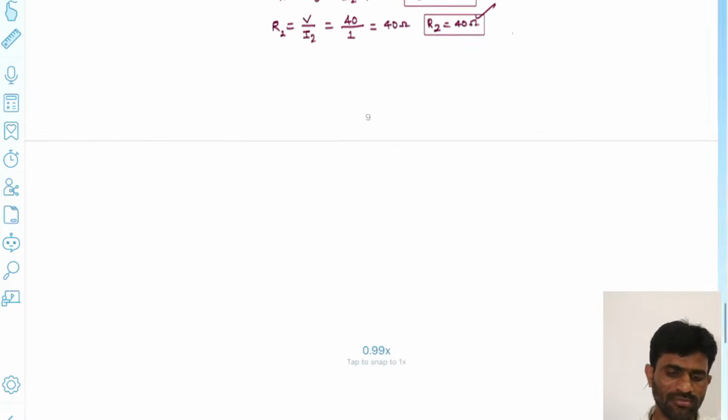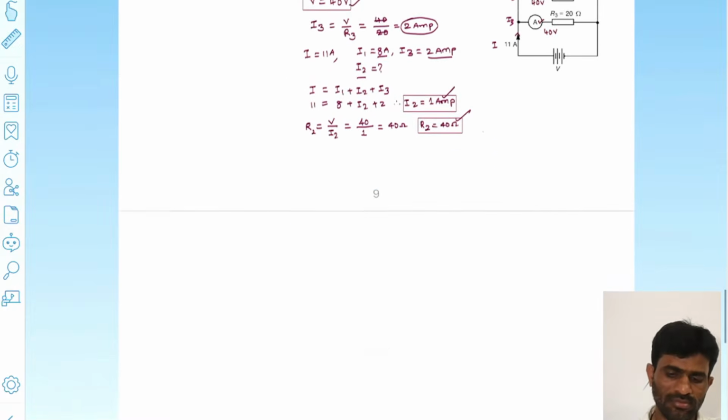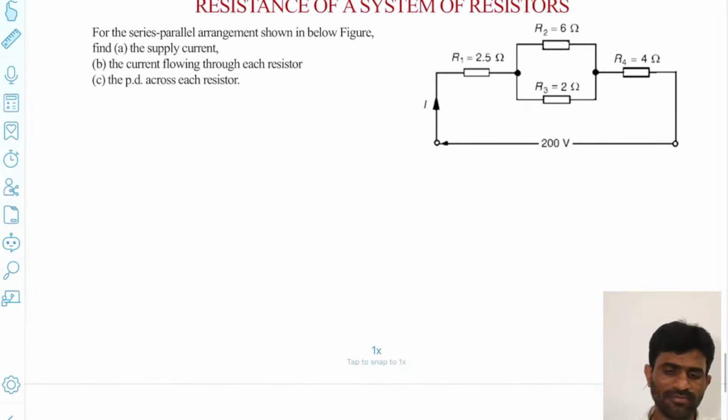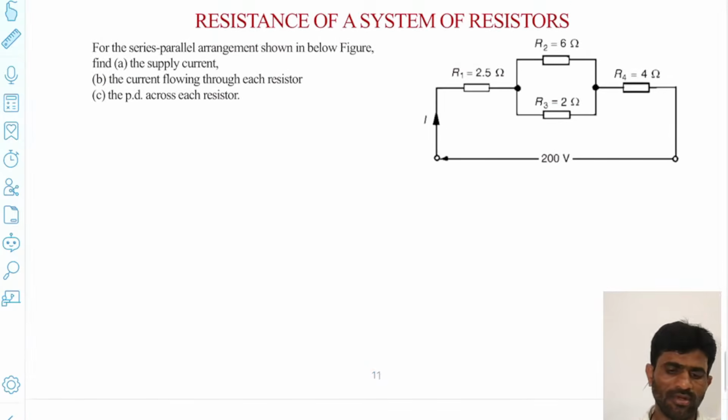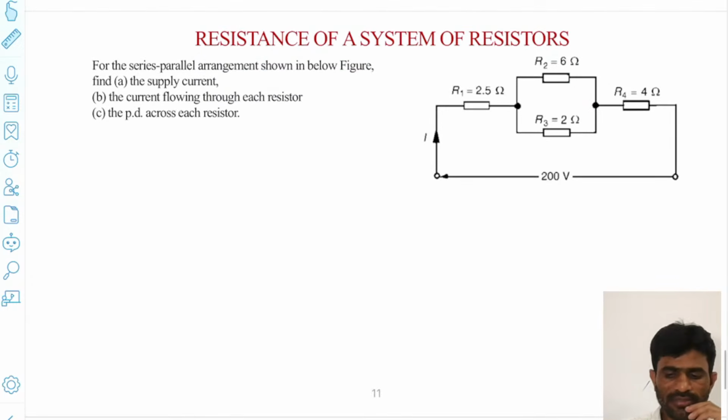See this problem. This is our last problem. The remaining problems we will do in the next class. Now how to find these values? First one, find the supply current. We have to find out the total current in this. How can we find total current in this?